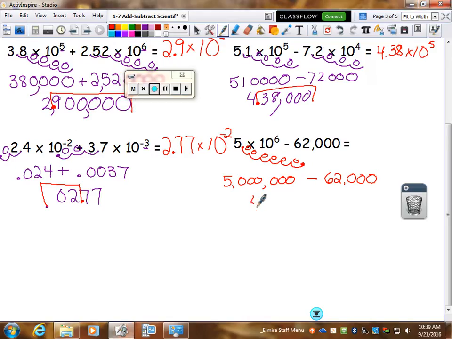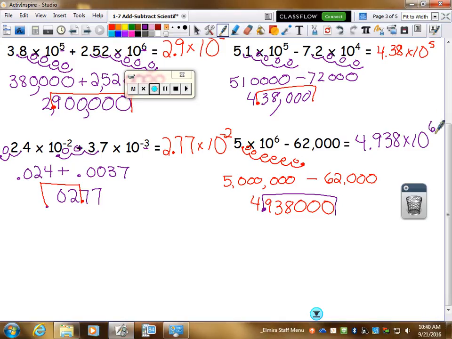And we get 493,800. New decimal after the 4, so 4.938 times 10 to the 1, 2, 3, 4, 5, 6th power. Okay.